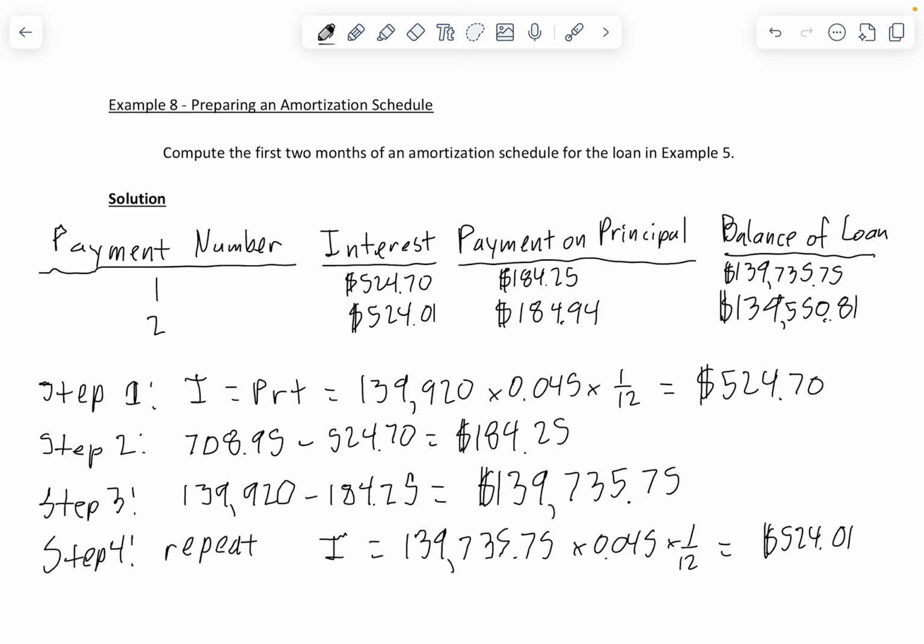And you'll notice that as time goes on, less and less of your payment goes towards interest, and more of your payment goes towards principal. So this number gets smaller over time, and this number gets bigger over time.